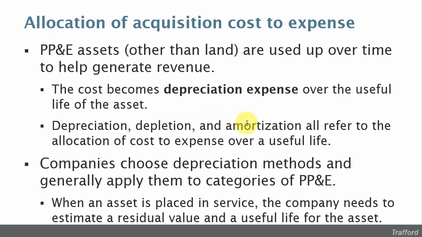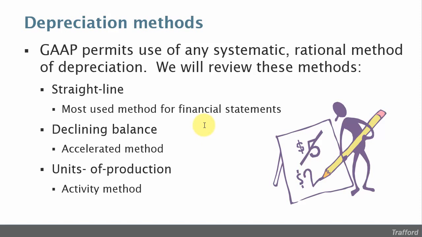So these three things are all just different terms that mean the same thing. They all represent the allocation of the cost of an operating asset to expense over time. In the case of property, plant, and equipment, it's difficult to know with any precision just how much of a machine or a building, just what portion of the utility of that asset you've actually used up in a given accounting period. So GAAP permits the use of really any reasonable method of depreciation.